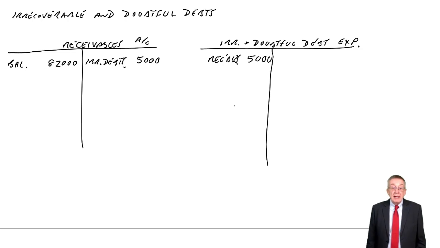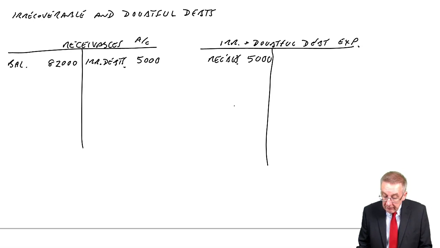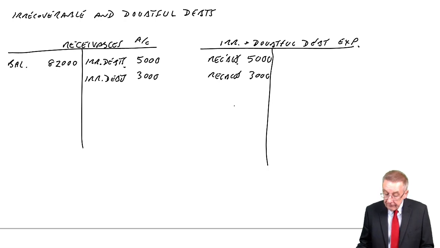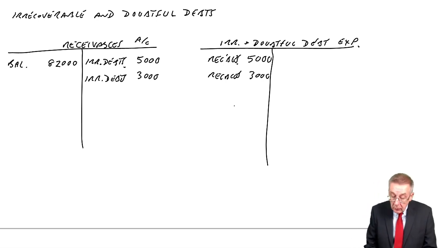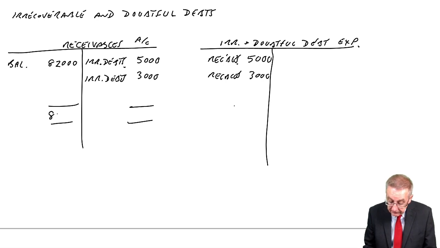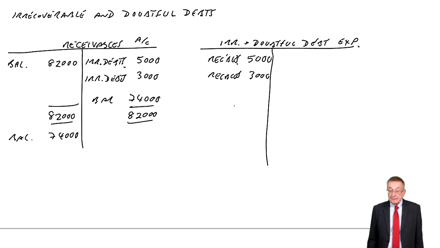Anyway, I say, first thing, remove any irrecoverables. Any more? Yes, there is. Forget George for the minute, he's doubtful, but Paul is irrecoverable. So again, remove it completely. Credit receivables, debit irrecoverable debts expense. Well, those are all the irrecoverables. And so having removed them, we're left with a balance on receivables of how much? 74,000. That's the amount that we're hoping to collect.